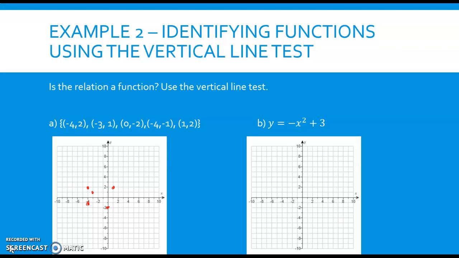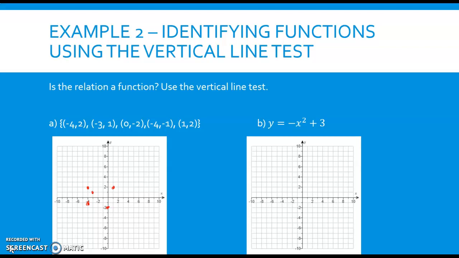Now, you too, pause and plot these points. So for the -3, I went left 3, up 1. I stayed at the 0 and went down 2. I went left 4, down 1, and then right 1, up 2. That's how I got all my different points.